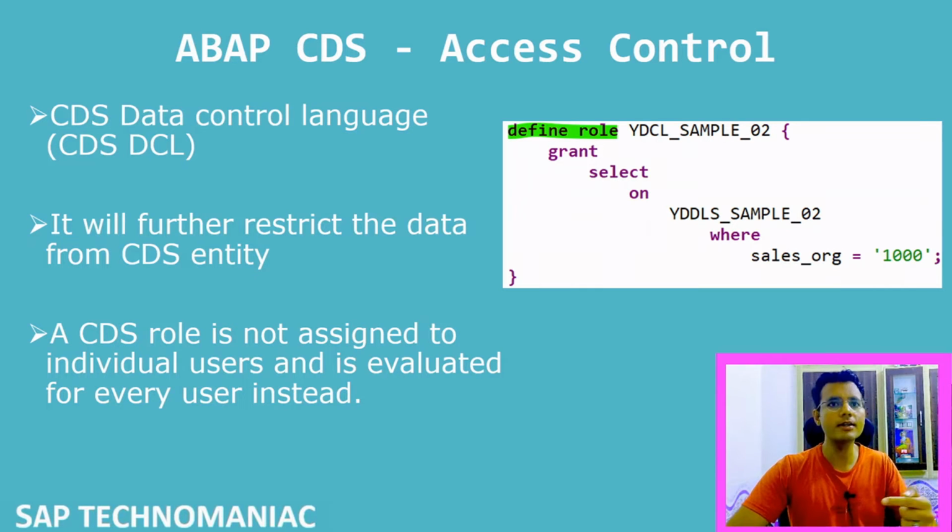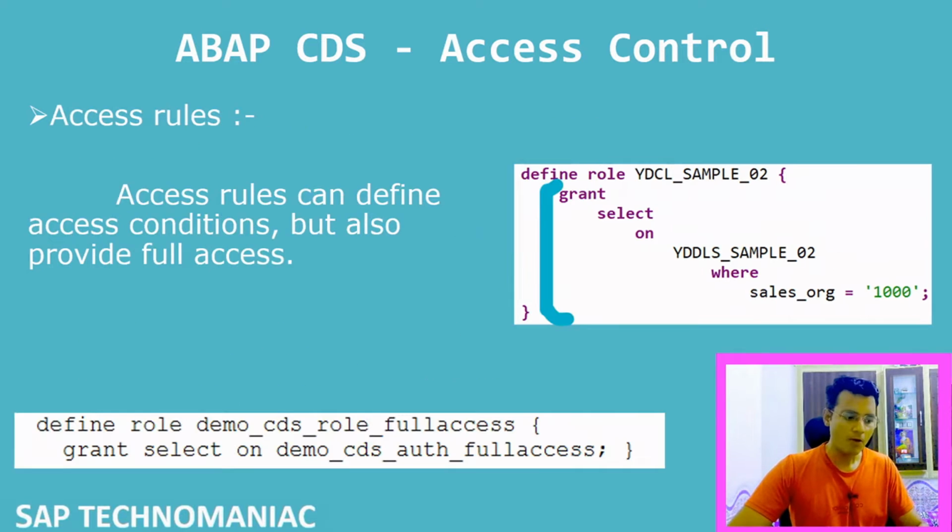Now we will go further down into this define role. Inside the define role, we will define the access rules. There are different kinds of access rules. We will discuss all the access rules in my upcoming video. Basically, an access rule can define the access conditions, or it can give the entire data access to the particular user. If they want to give entire data access, we just write grant select on this particular CDS entity, and then it will give the entire data access to the user.